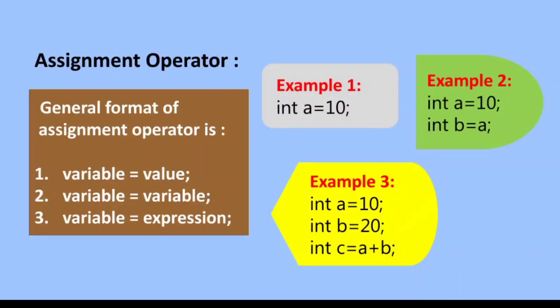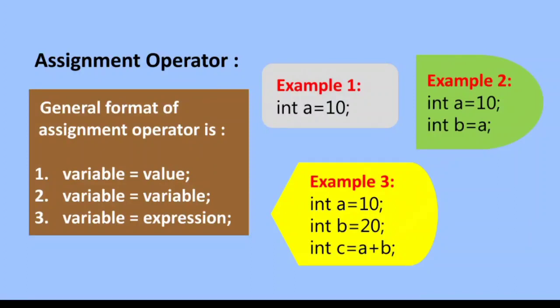The assignment operator has three formats: variable equal to value, variable equal to variable, and variable equal to expression. I explain these three with three examples. See example 1: int a equal 10. That means a is the variable and 10 is the value. See example 2: int a equal 10 and int b equal a, which means you are storing the value of a in b. So the value of b is 10.